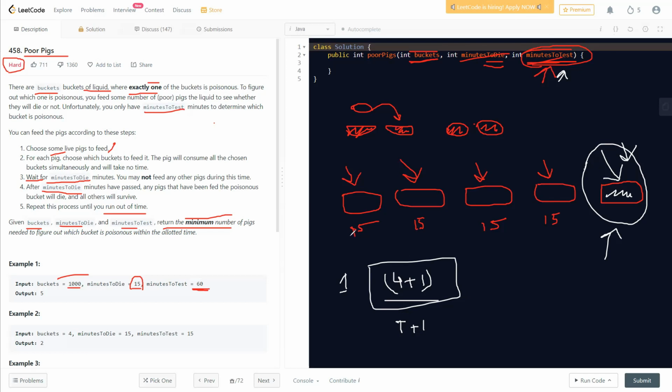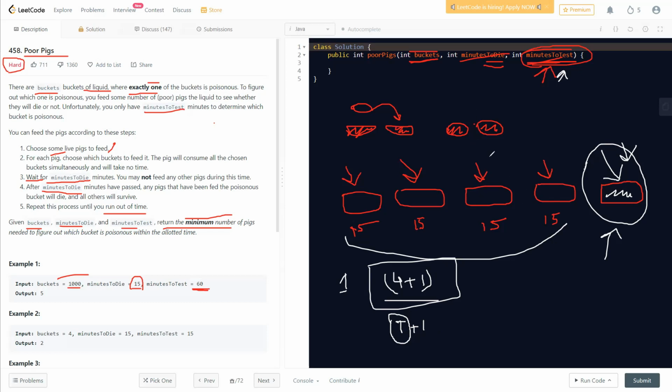In our particular example, example one, there are four trials and you find that 4 plus 1 buckets can be checked. So if there is a different number of trials, like t, a single pig can check t plus 1 buckets, right? That's the idea. That's a small catch you need to remember. That's the catch in this question.